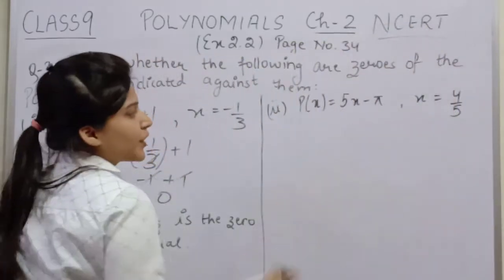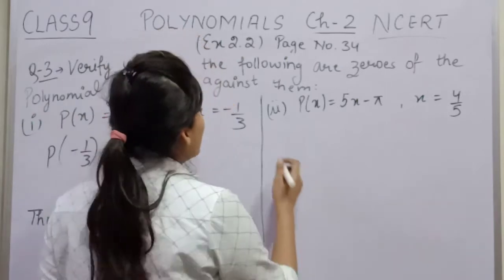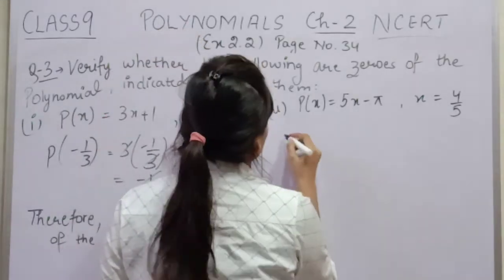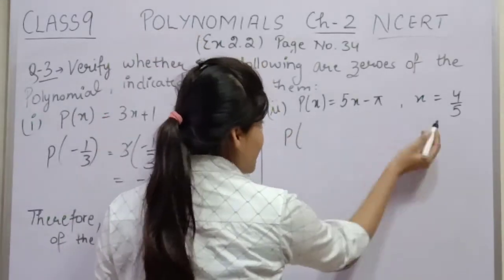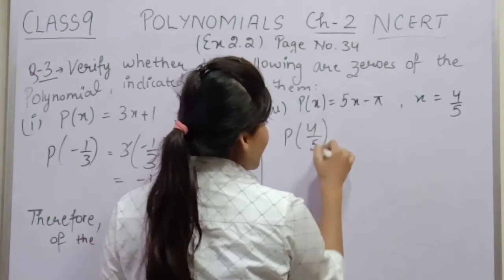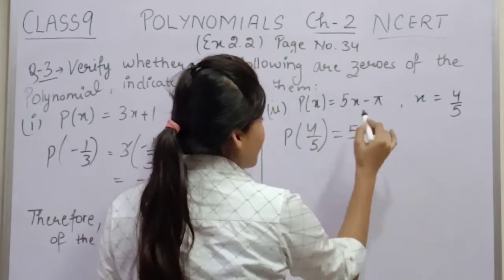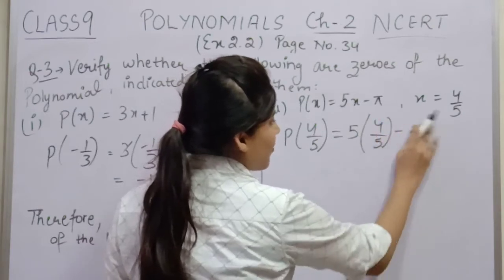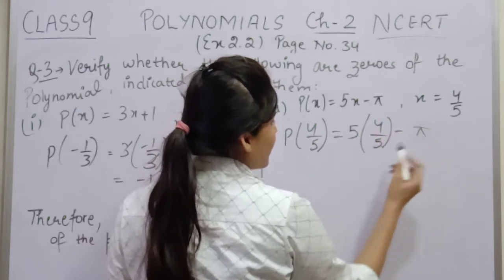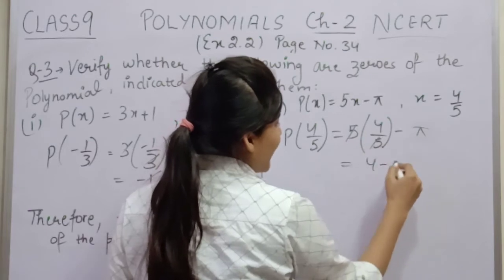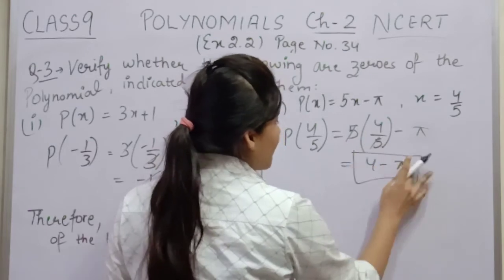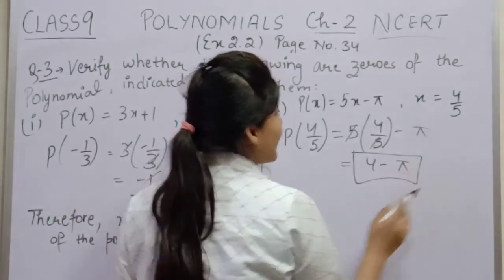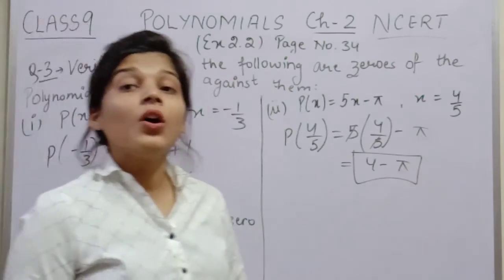इस वैल्यू को put करके check करेंगे whether zero is coming or not. So for that children, x की प्लेस पे 4/5 put कर देंगे. This will be 5 as it is, x की प्लेस पे 4/5 minus pi. So 5 से 5 कट, 4 minus pi. अब ये फर्दर आगे solve नहीं हो रहा, मतलब zero नहीं आ रहा.